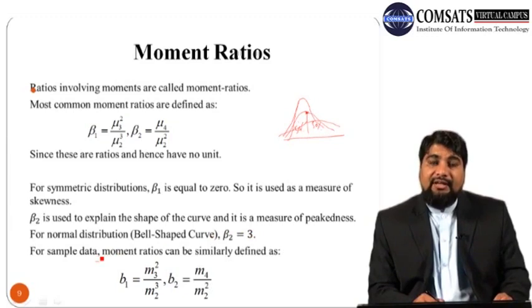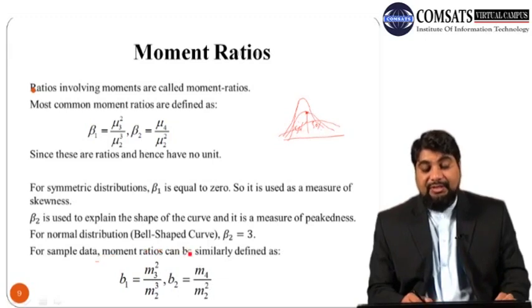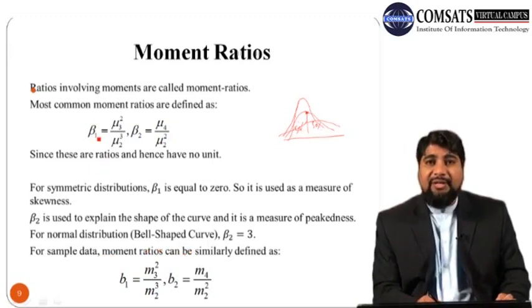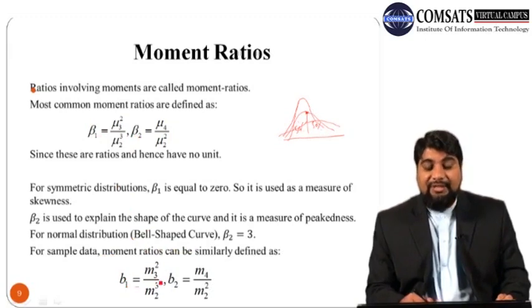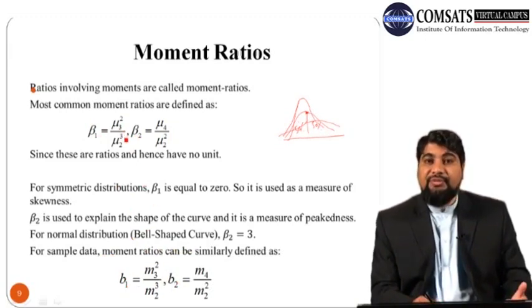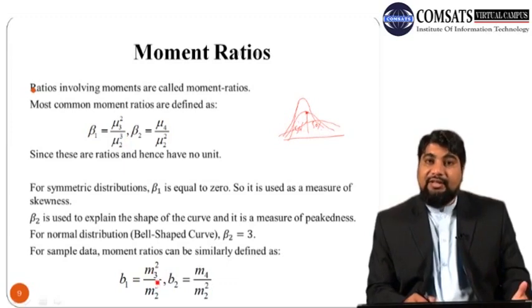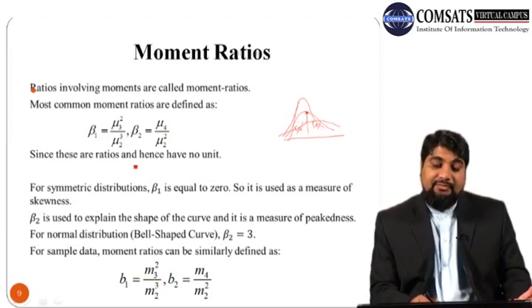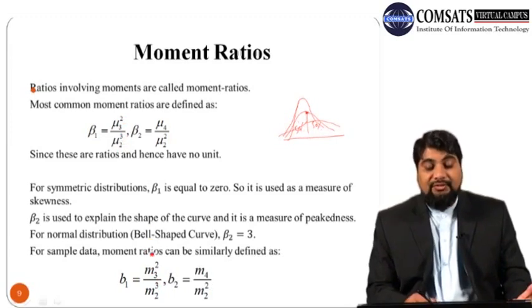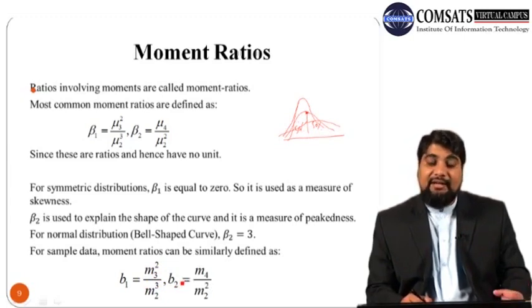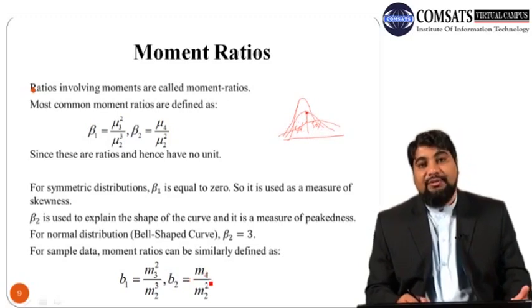Now we can also define these moment ratios for sample data. Instead of beta 1 and beta 2, we will use B1 and B2, and instead of population moments, we replace them with sample moments. So in case of B1, B1 is equal to m3 squared over m2 cubed, and similarly B2, which is the second moment ratio, in case of sample data is m4 over m2 squared.